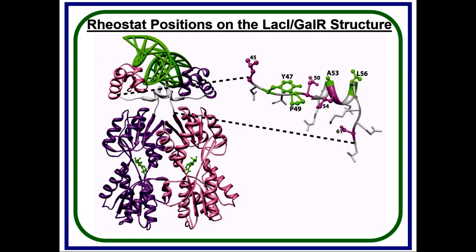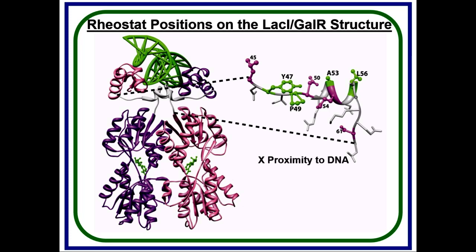Here's a structure of LacI repressor. The functional unit of all of these family members is a homodimer. So one homodimer binds one DNA operator. One monomer here is in magenta and one is in purple. And then in white is the region that we focused on for this first mutagenesis study. And I've blown it up here on the right.